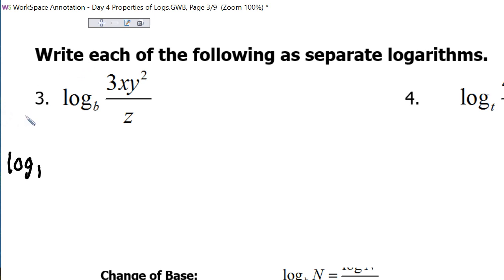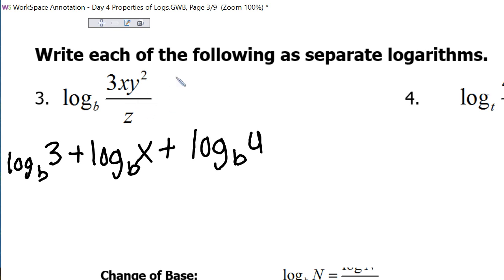So this would be log base b of 3 plus log base b of x plus, technically this would be log base b of y squared, but don't leave it as y squared. What do I need to do with that 2? Use the power property, and that 2 needs to become the coefficient. So that needs to be 2 times log base b of y. So that took care of the numerator. Now for the denominator, we are dividing by z. So if I have division, what operation do I change it to? Subtraction. So now we need to subtract log base b of z. So go top to bottom when you have one single logarithm.